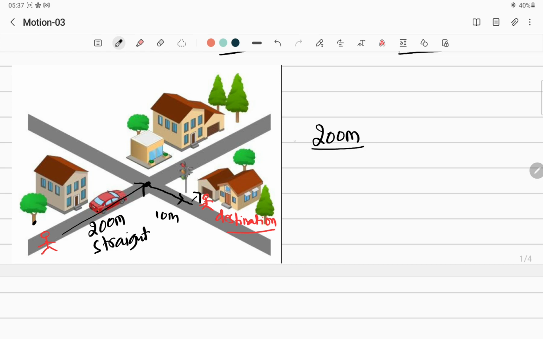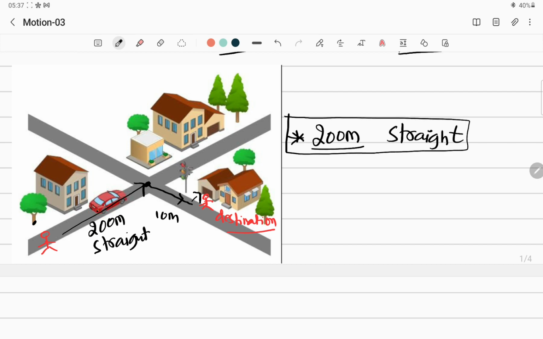200 meter, whatever I have mentioned, this is distance only. But if you say 200 meter east, then it becomes what? Whatever 200 meter east I have mentioned here has now become displacement, because you have mentioned the magnitude, 200 meter, and with east you have given some direction. Then afterwards, what will you say?